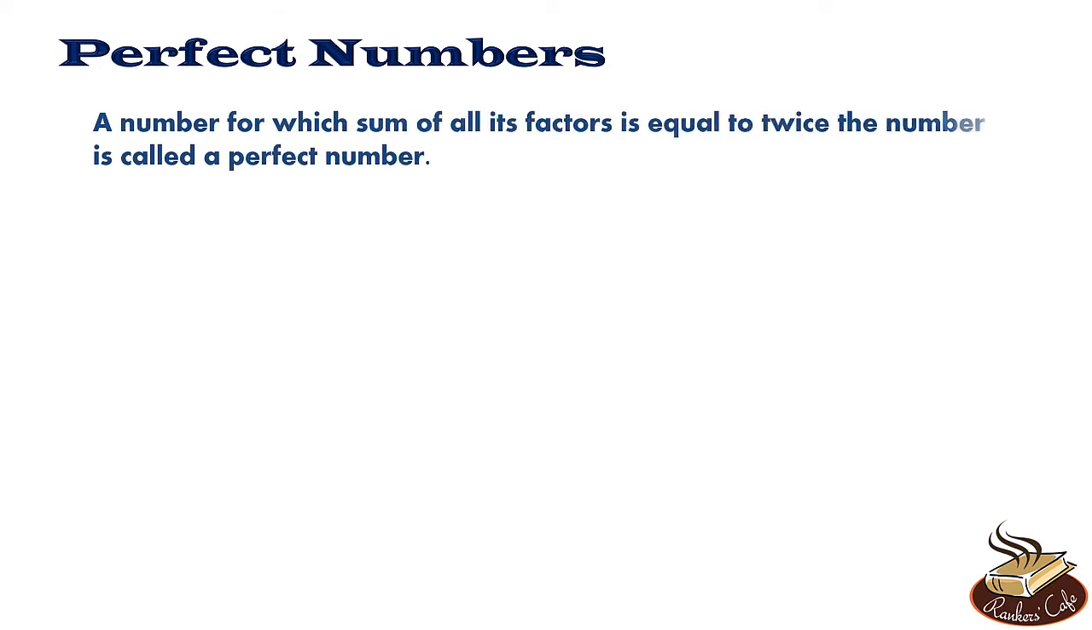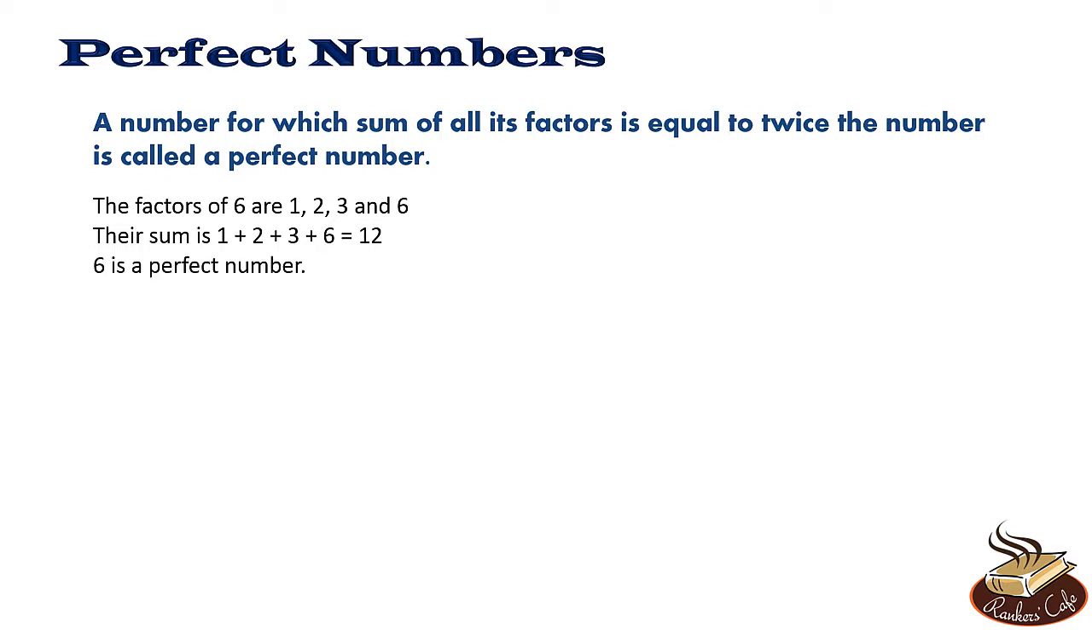A number for which sum of all its factors is equal to twice the number is called a perfect number. For example, let's take 6. Its factors are 1, 2, 3 and 6. Their sum is equal to 1 plus 2 plus 3 plus 6, which is 12, which is twice the number. So 6 is a perfect number. Similarly, 28 is also a perfect number.